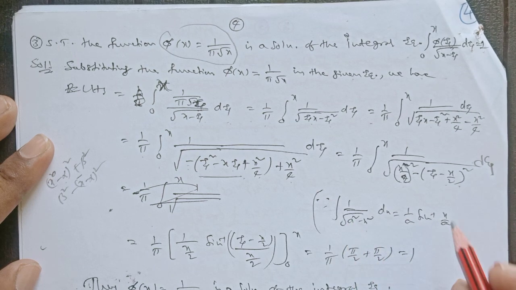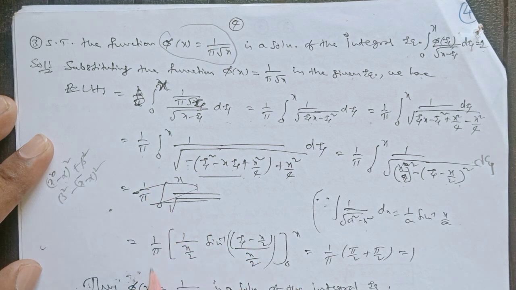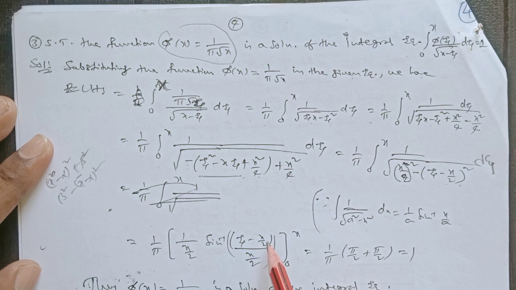What is the integration of 1 by root of a square minus x square dx? It is 1/a sin inverse of x by a. For that, already 1/pi is there. 1/a means 1/(x by 2), sin inverse of (xi minus x by 2) by (x by 2), with limits 0 to x. So 1/a becomes 2/x.